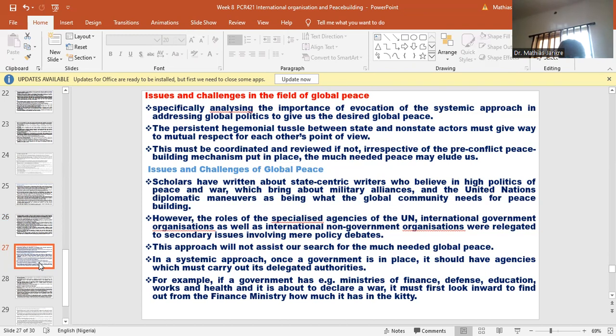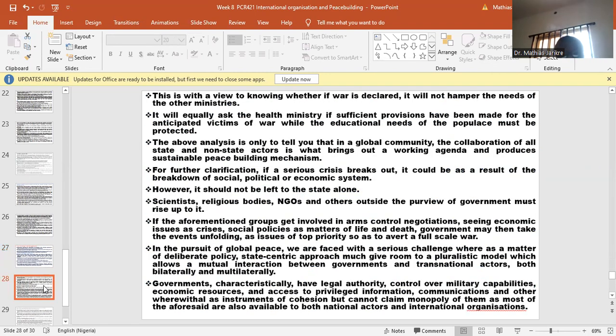In a systemic approach, once a government is in place, it should have agencies which must carry out its delegated authorities. For example, if a government has ministries of finance, defense, education, works, and health, and it is about to declare war, it must first look inward to find from the finance ministry how much it has in its kitty. This is with a view to knowing whether, if war is declared, it will not hamper the needs.